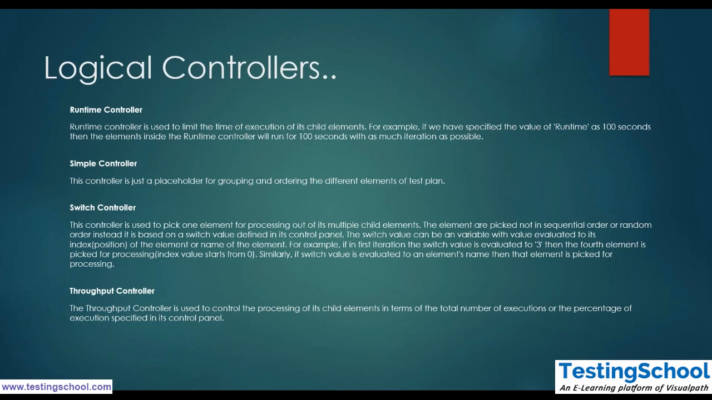Simple controller is just a placeholder for a particular section, and there is no logic in it. You just mention a placeholder for a particular request or a set of requests. Switch controller is used depending upon the value of an object, just like the switch statement we have in other programming languages like Java and C. We can define switch controller in JMeter as well.